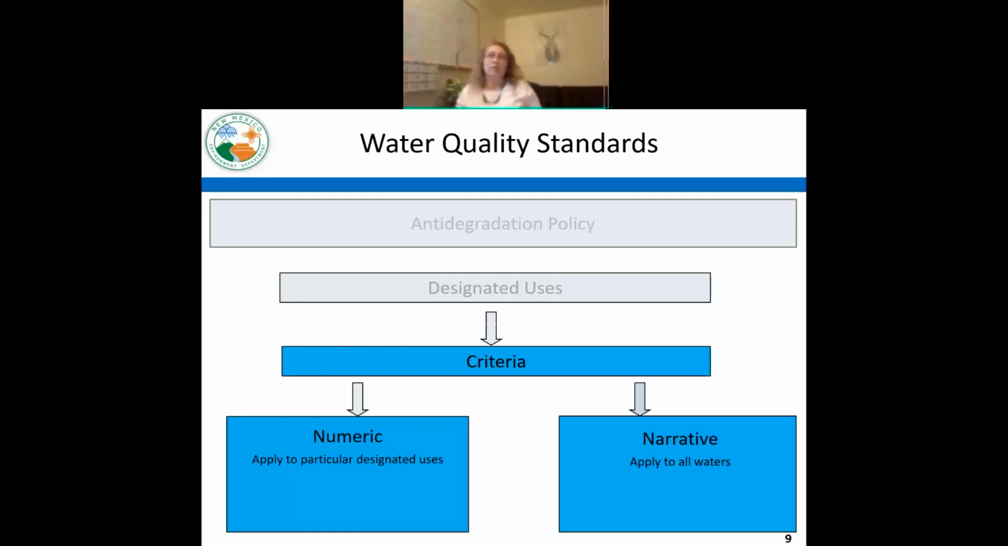We have numeric criteria and narrative criteria. The numeric criteria are specific constituents to which, if a defined concentration were to be exceeded, the use wouldn't be supported. And for example, if the water body had an arsenic concentration over 340 micrograms per liter, aquatic life couldn't survive. So how do we determine these criteria?